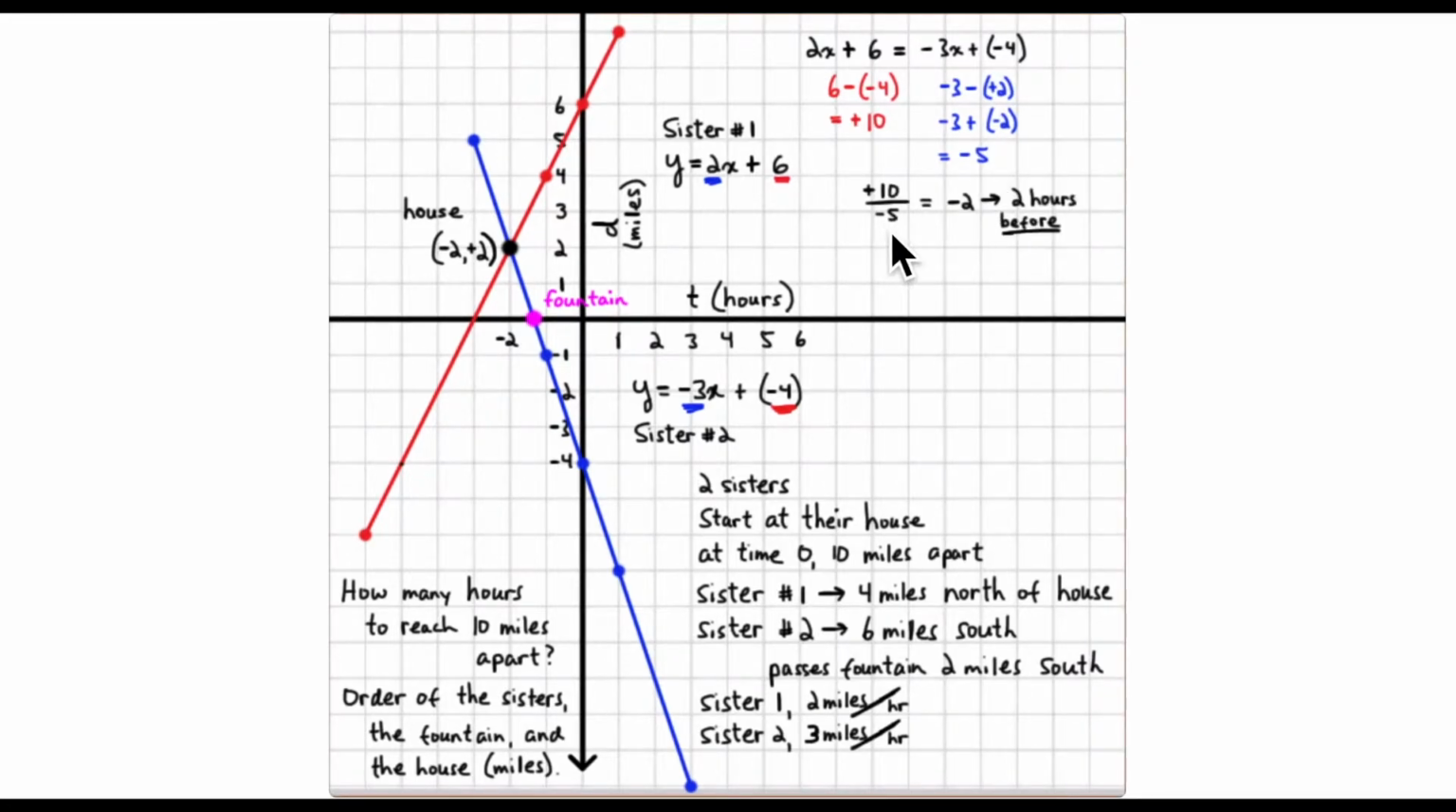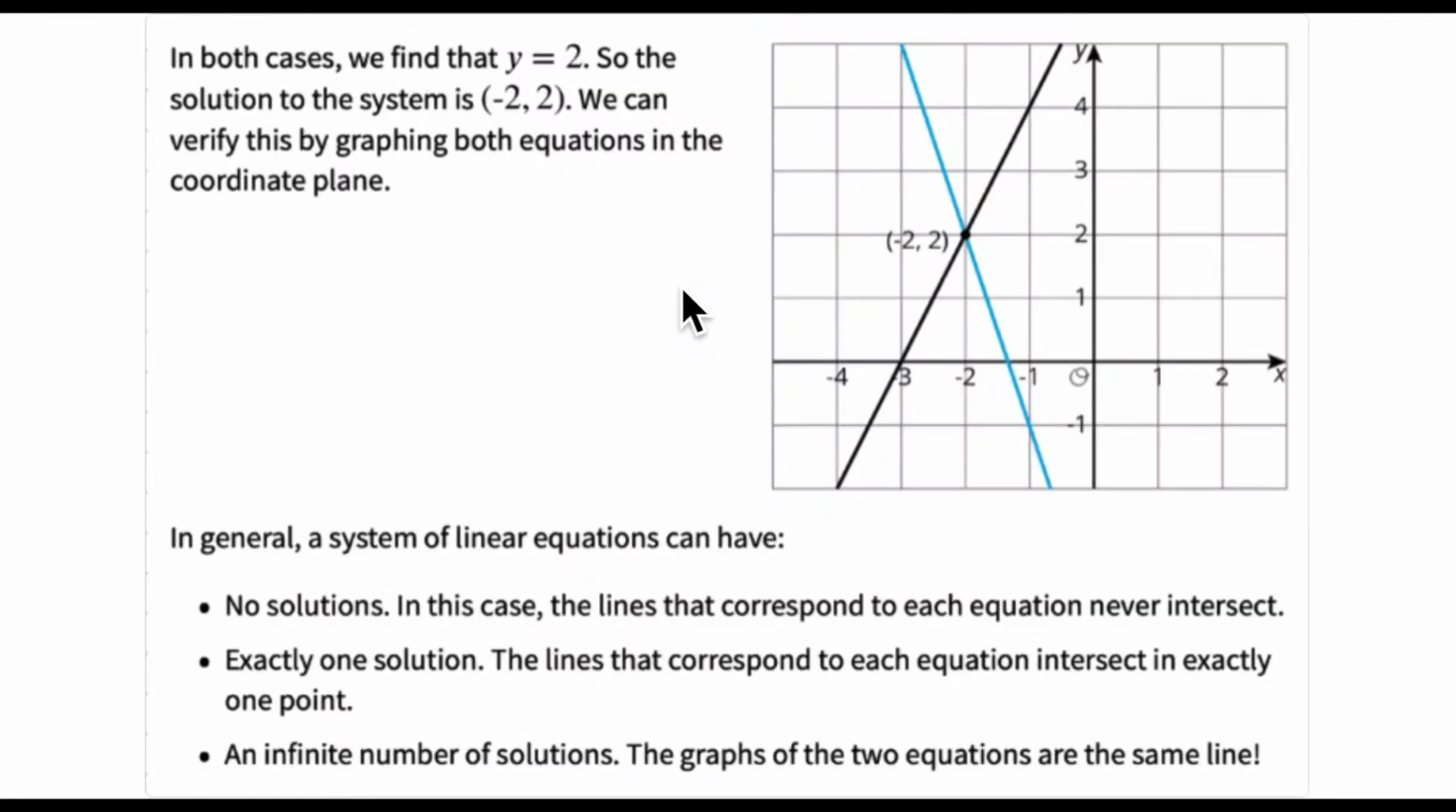So positive 10 divided by negative 5 equals negative 2, 2 hours before they reach 10 miles apart. So basically you're going to use these two expressions, they're 10 miles apart, set them equal to each other. You're going to calculate how long it takes them to meet at the house going backwards in time. So for both sisters, they each ride their bicycles for the same amount of time, for 2 hours. So if you go backwards in time, 2 hours before they are 10 miles apart, you wind up at their house.